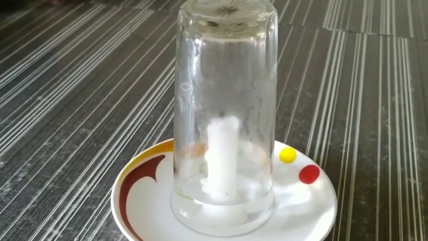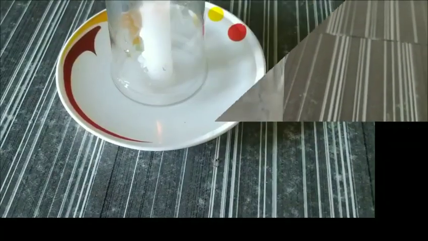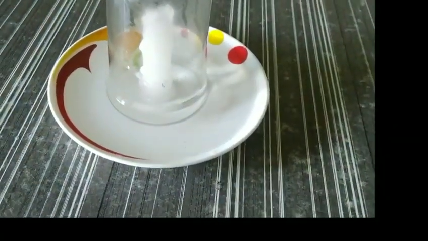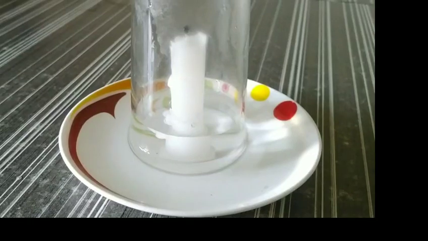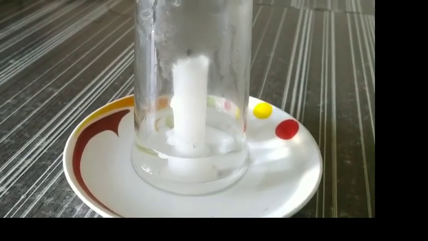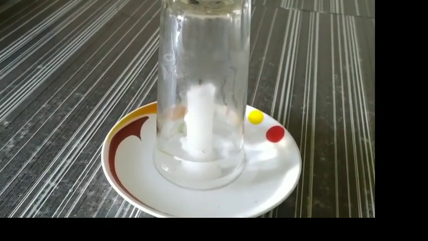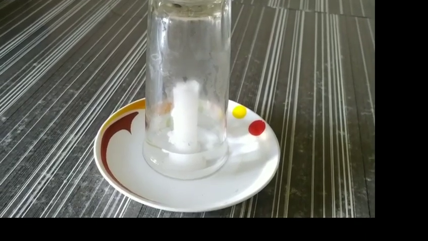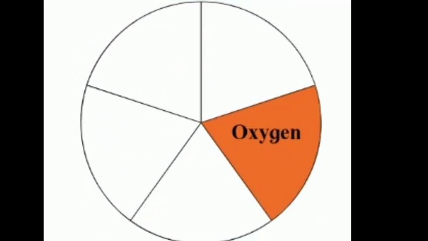Isn't it amazing, students? Why does this happen, students? See, one of the constituents of the air helps burning. As it gets used up, water rises in the tumbler. When that constituent is finished, the candle goes out. The water level too stops rising. This constituent of air that helps burning is called oxygen gas.